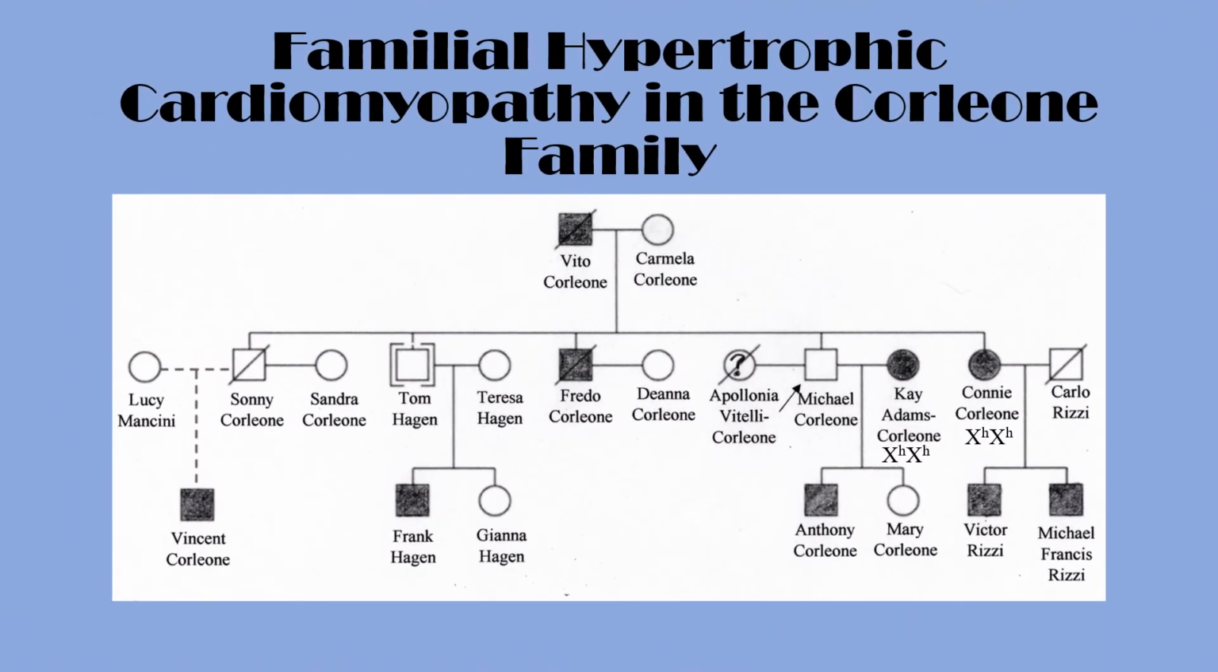Lastly is Y-linked. Y-linked doesn't work for this pedigree because there are two affected females, Kay and Connie. In order for this pedigree to be Y-linked, all the affected individuals would have to be male because they're the only ones with a Y chromosome.